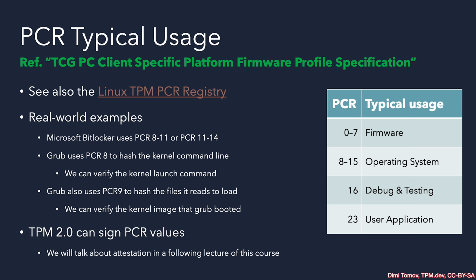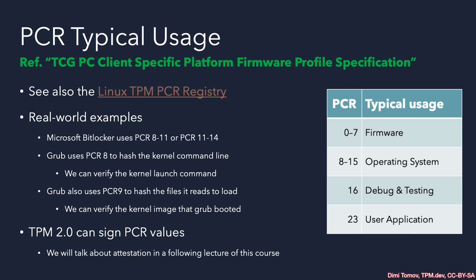Going further, here are some real-world examples of how PCRs are used. Microsoft's solution to disk encryption and protection of the operating system uses PCRs 8 to 11 or 11 to 14, depending on the version. The popular Linux bootloader GRUB uses PCR 8 to hash the kernel command line, and this way it can verify the kernel launch command. Then it further extends the kernel image that is going to load in PCR 9. This means that once the Linux kernel has booted, it can verify the state of the system and see if it's genuine and should continue forward.